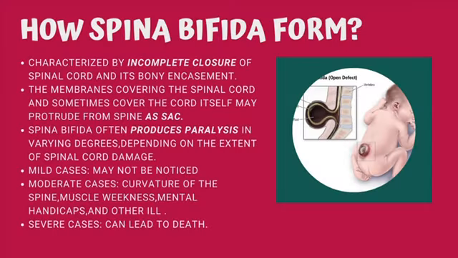How does Spina Bifida form? First, it is characterized by incomplete closure of the spinal cord and its bony encasement. Next, the membrane covering the spinal cord, and sometimes the cord itself, may protrude from the spine as a sac. Next, Spina Bifida often produces paralysis in varying degrees depending on the extent of spinal cord damage. For the mild cases, it may not be noticed. For the moderate cases, there may be curvature of the spine, muscle weakness, and mental handicaps. And last, for the severe cases, it can lead to death.